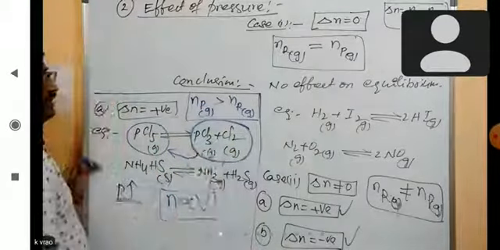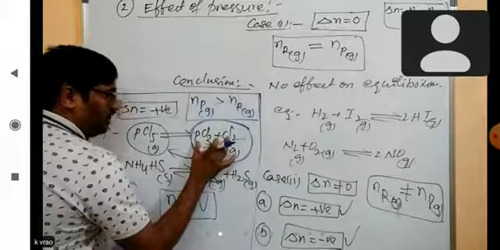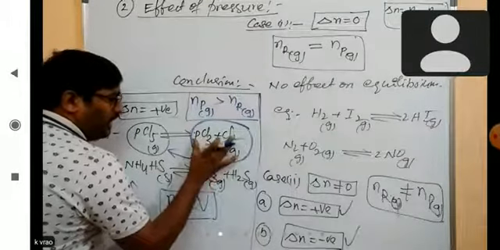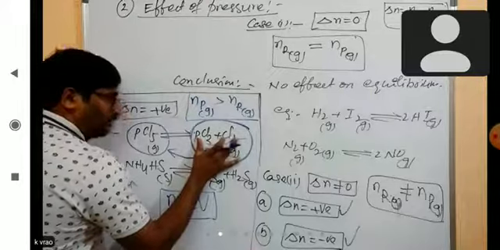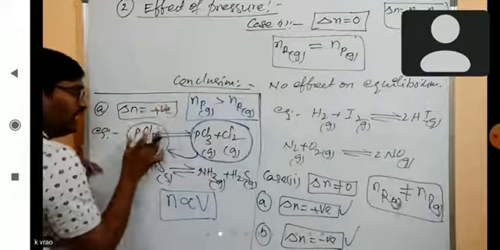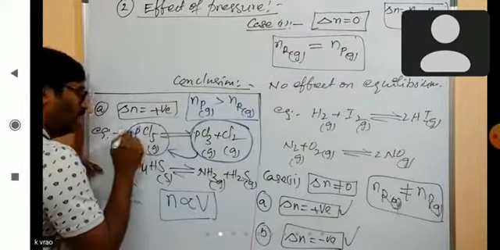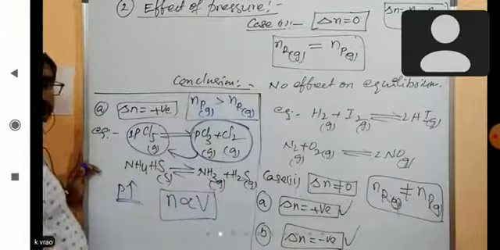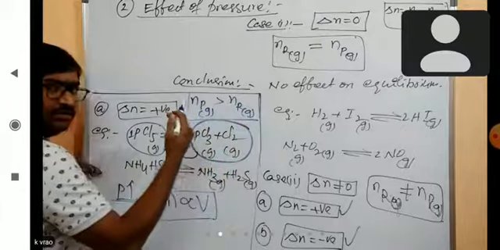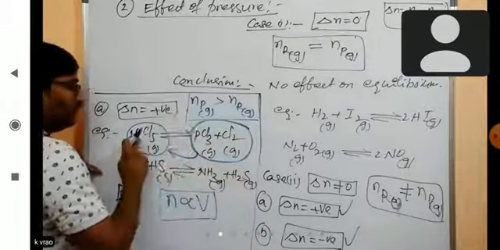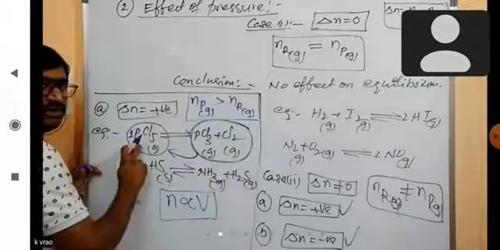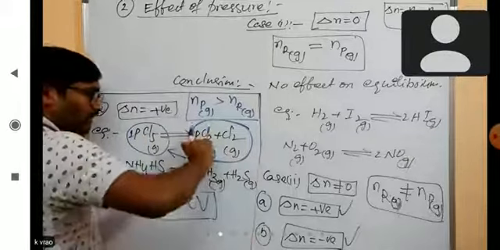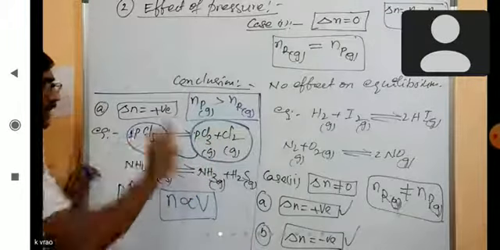What happened? Here the number of moles of the products per unit area is more: 2 moles are there, and the number of moles of the reactants per unit area is only 1 mole. If I increase the pressure, what happened? Fewer moles are on this side, so automatically the equilibrium will shift toward the backward direction.